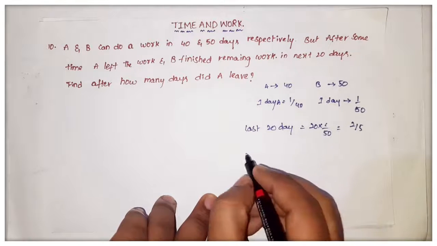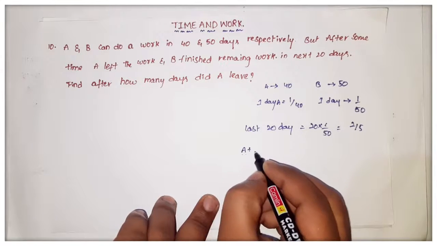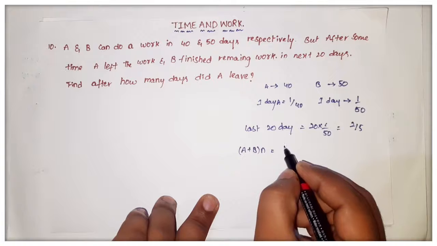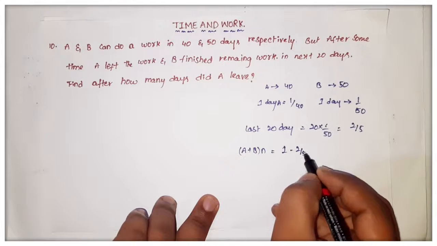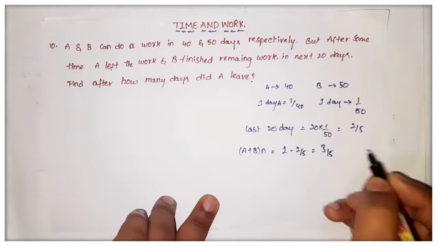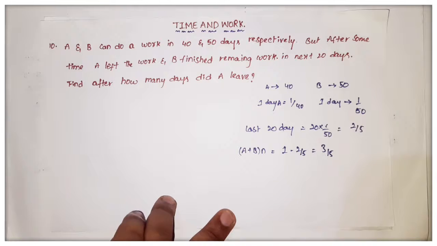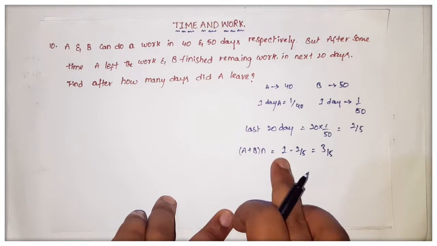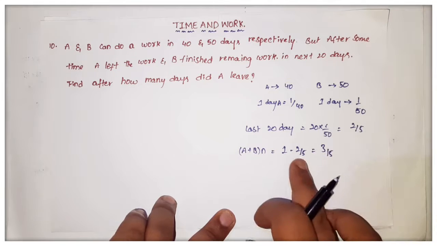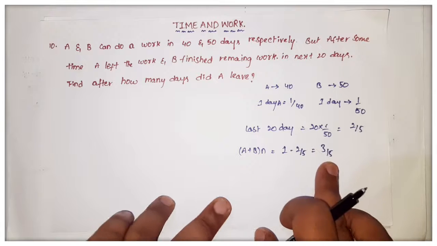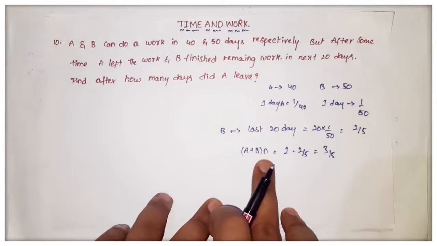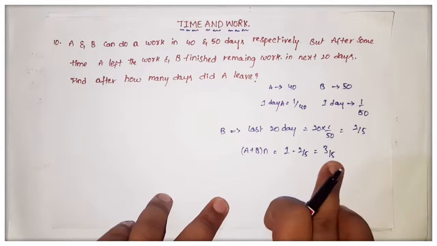Okay, initially let us consider they are working together and they worked for n days. So the work done together will be 1 minus 2 by 5. So they have completed 3 by 5 of the work together. Okay, how did we get the 3 by 5? The total work is 1 minus the work done by B in the last 20 days, that is 2 by 5. So 3 by 5. Initially they worked together for n days to complete 3 by 5 of the work.